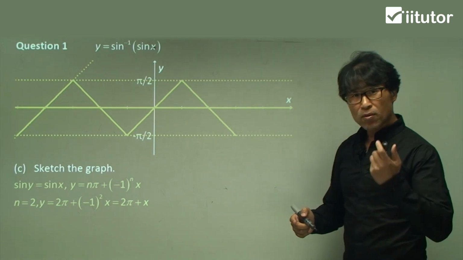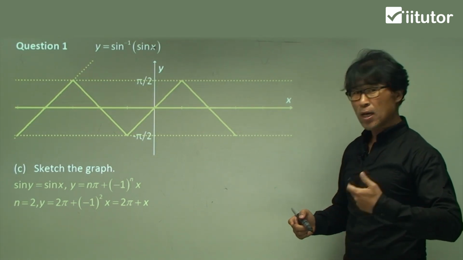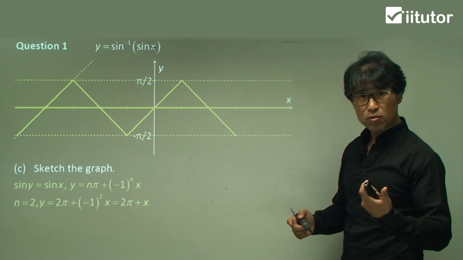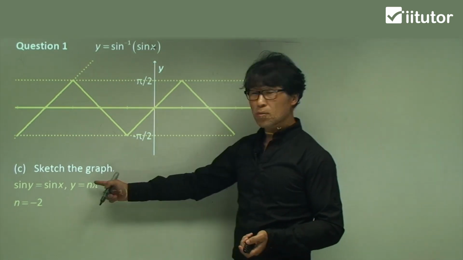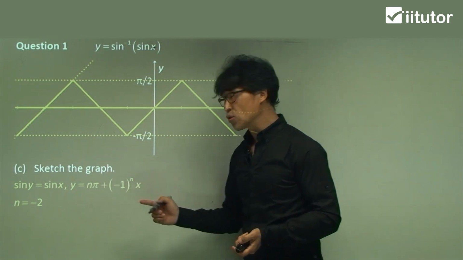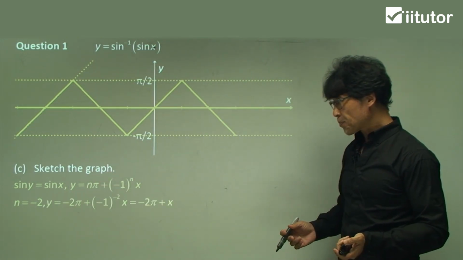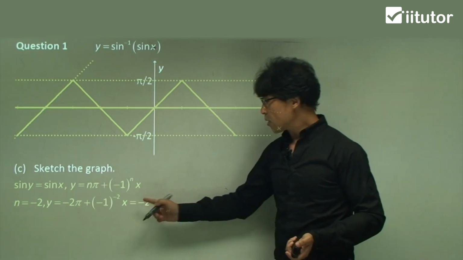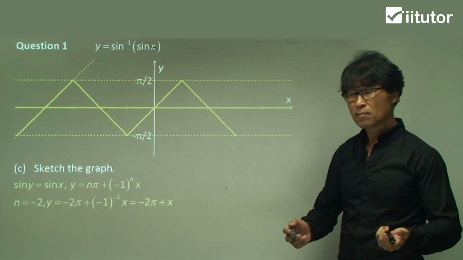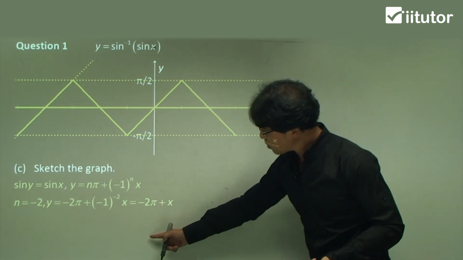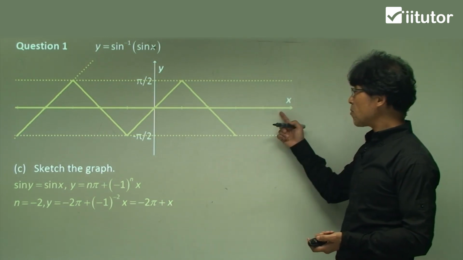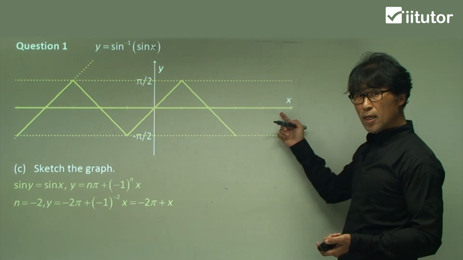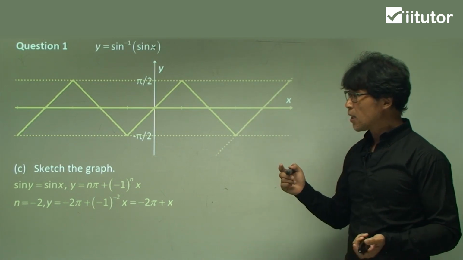The next thing will be the last step. Can you guess what number you're going to substitute? Yeah, it is negative 2. Please do substitute negative 2 into n here. It comes out like negative 2 pi plus x. Negative 2 pi, the y-intercept, is somewhere down there, and a positive gradient comes out like this. Can you sketch? Yeah.